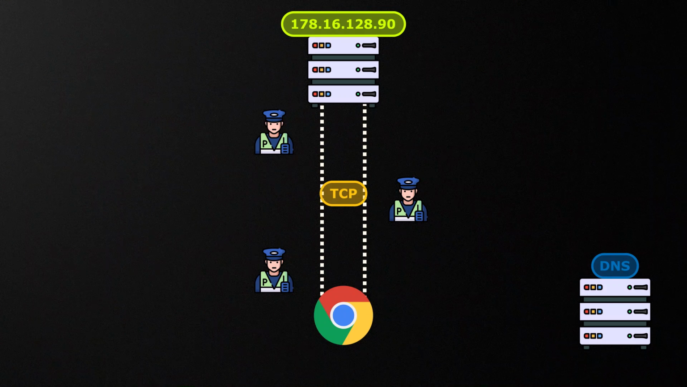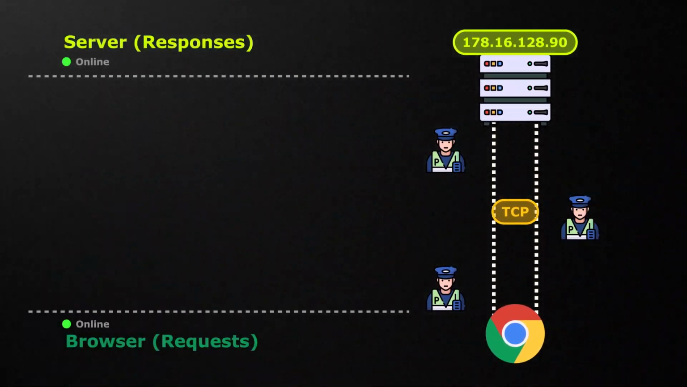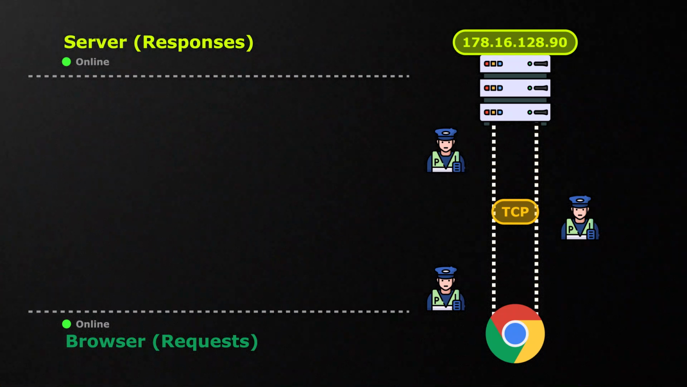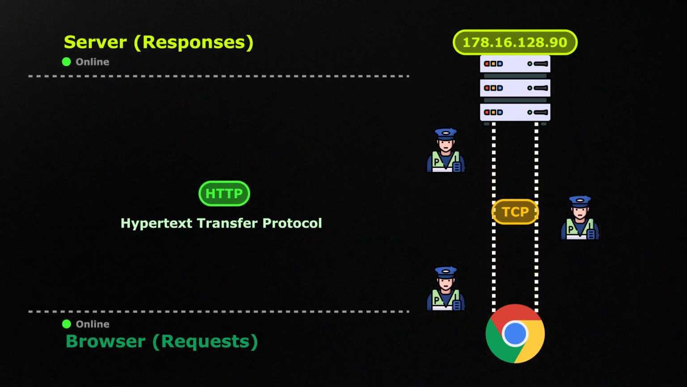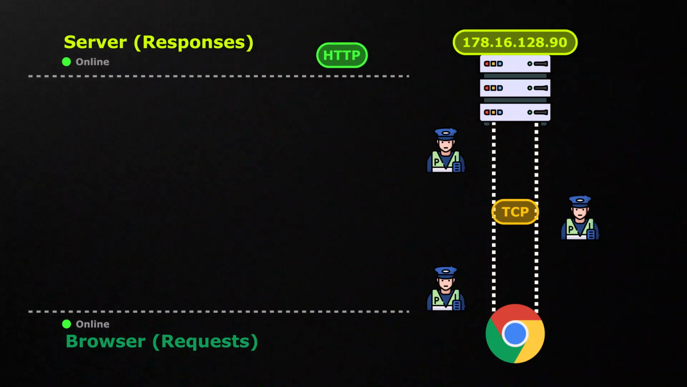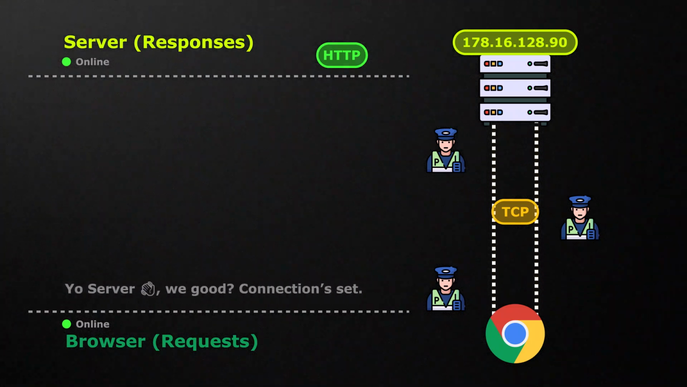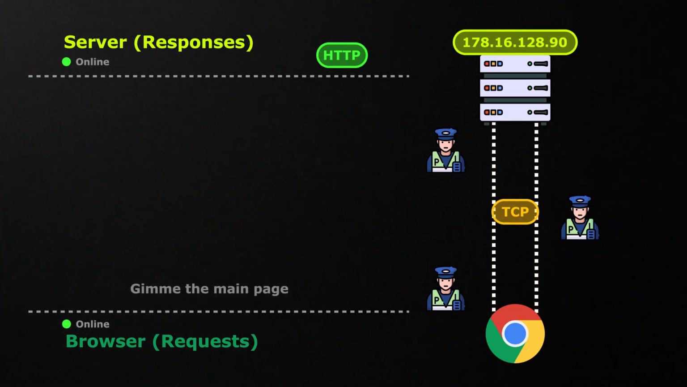After the TCP connection is established, the browser and server are finally ready to talk to each other. The language they both use is called HTTP, which stands for Hypertext Transfer Protocol. I'll cover it in detail in a future video, but here's what you need to know for now. Communication on the web happens through HTTP messages. These messages are made up of multiple HTTP requests and responses.